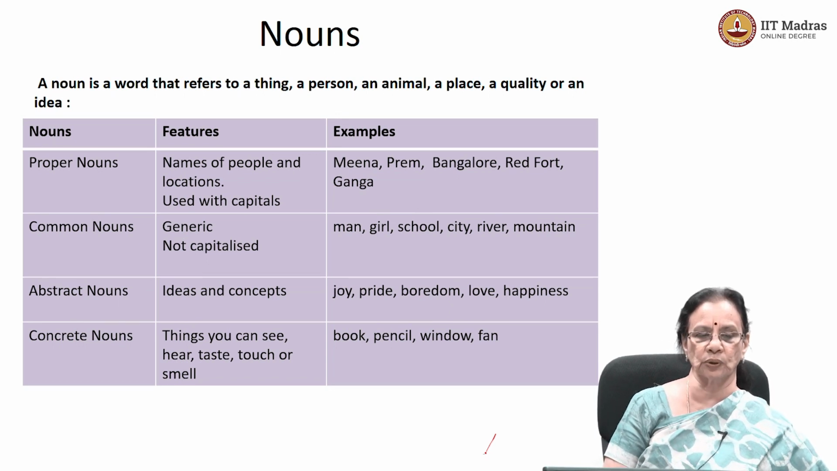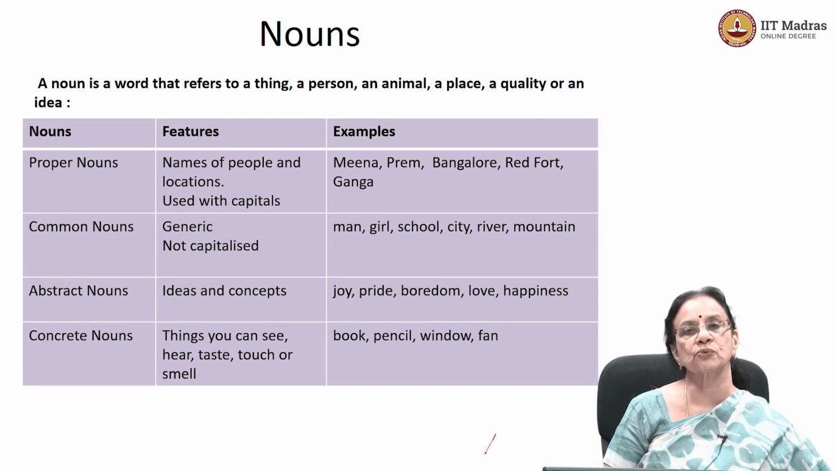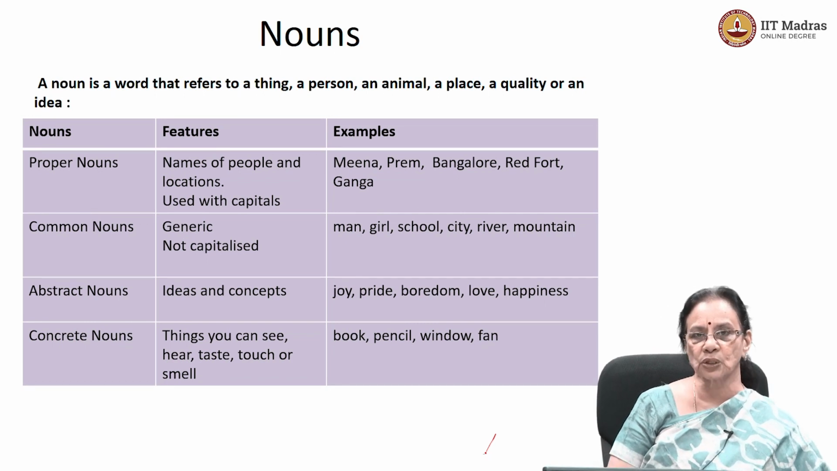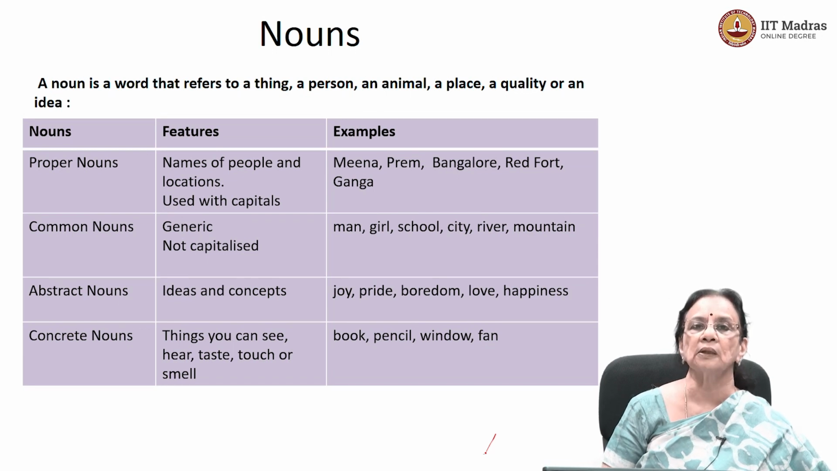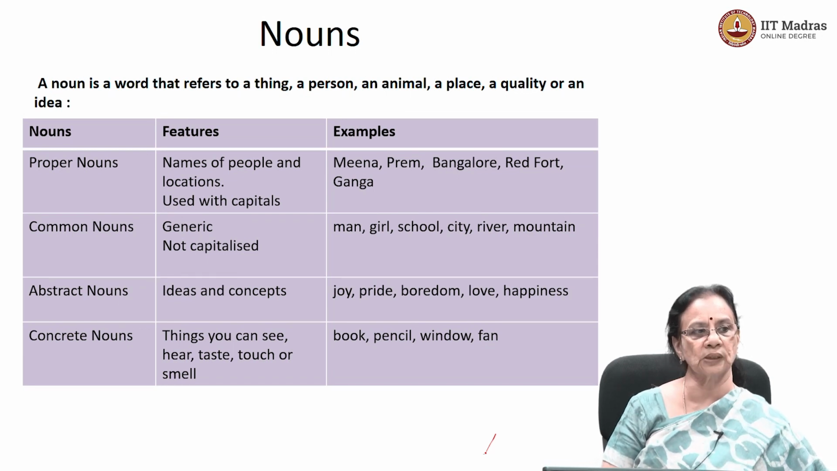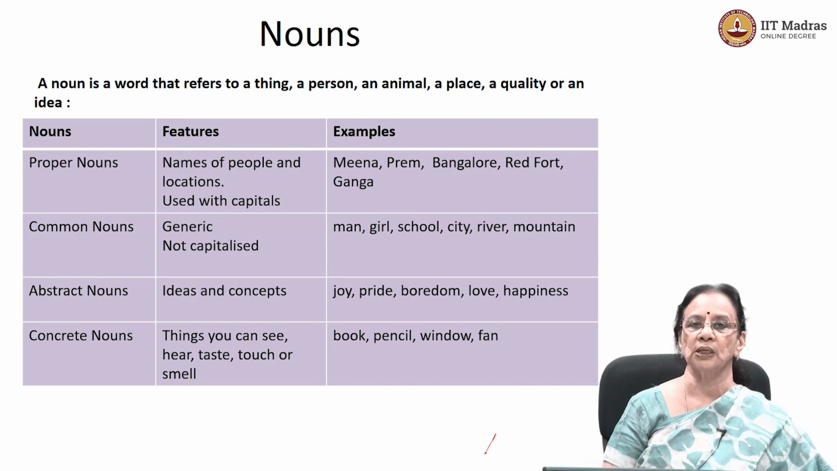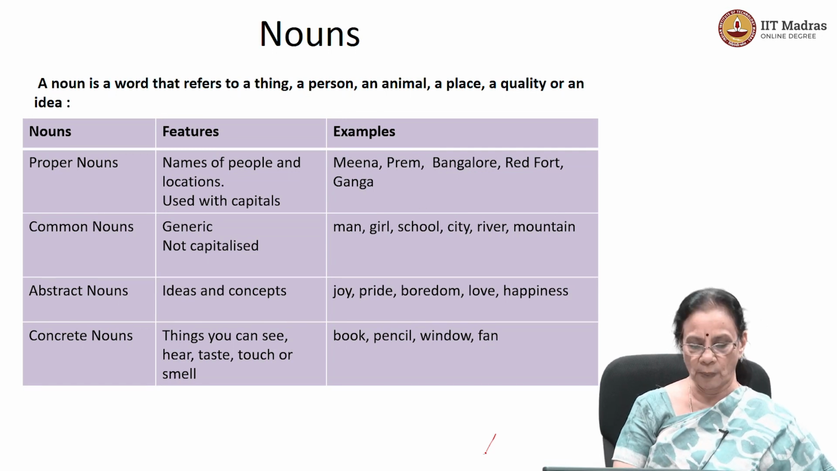And then we go on to the concrete nouns. Now, concrete nouns are actually the opposite of an abstract noun. If you just look around you and see if you can see things, then they're all concrete nouns. For example, I can see chairs here, there's a clock, and there is a desk. So they are all concrete nouns because I can see them and I can touch them. And that is about nouns.